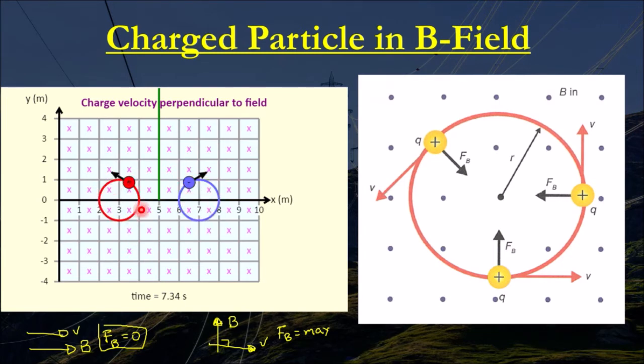What that means is if it's undergoing uniform circular motion, we have a case where there is centripetal force acting on the charged particle. And given that it is undergoing uniform circular motion, there should be a radius value that we can calculate to work out the radius of its circular motion. So let's get into deriving those formulas.